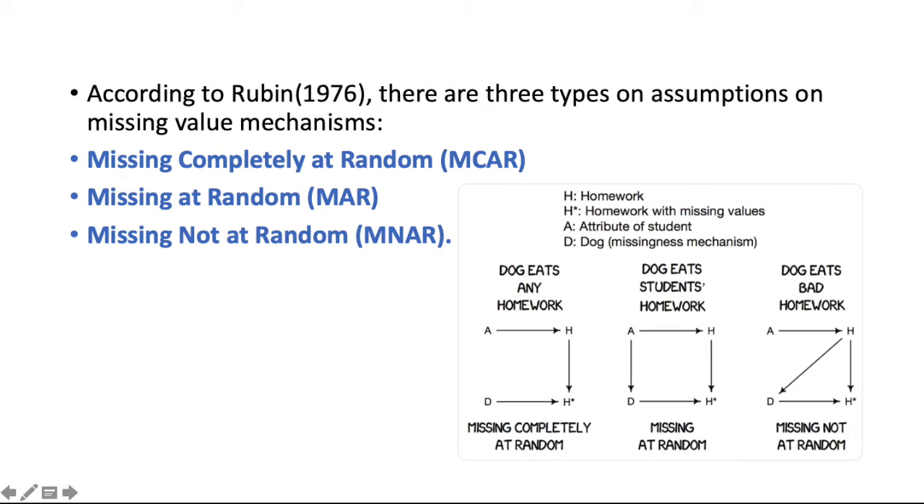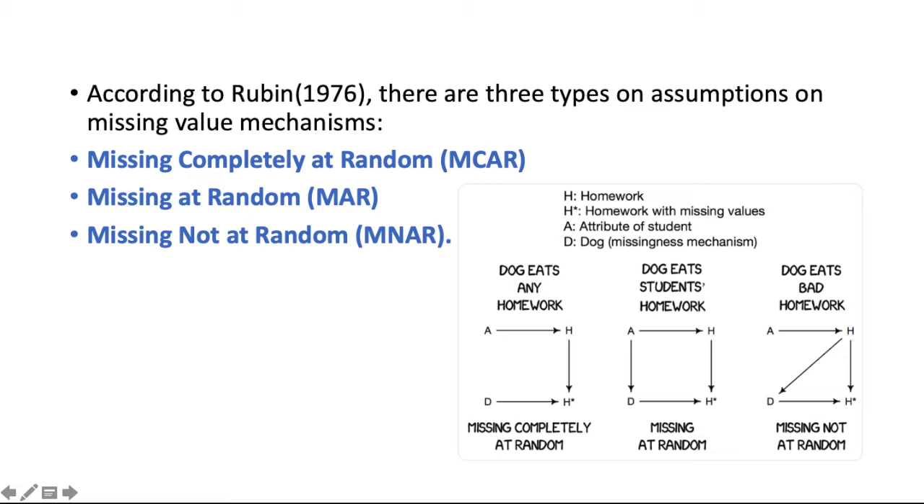Whenever data is missing at random, data is missing randomly within the subgroups of the entire data set. Whenever data is missing not at random, that means that there is a pattern or a relation between missingness of the variable and the variable itself. If you see the example given below, whenever data is missing completely at random, your dog will eat any homework. But when data is missing within subgroups, then the dog eats a particular student's homework. Then whenever there's a pattern, your dog is eating only bad homework for you. So this is how you can remember these three parts.